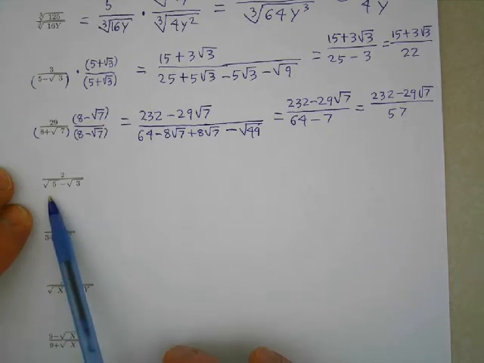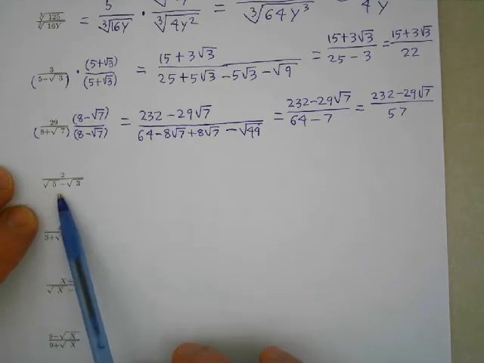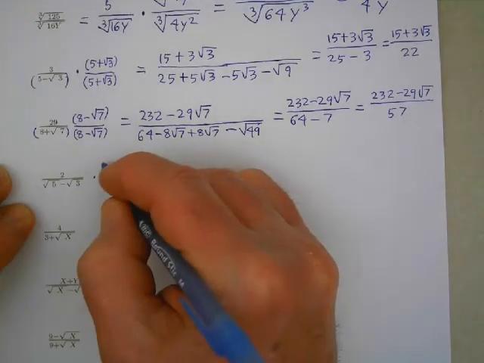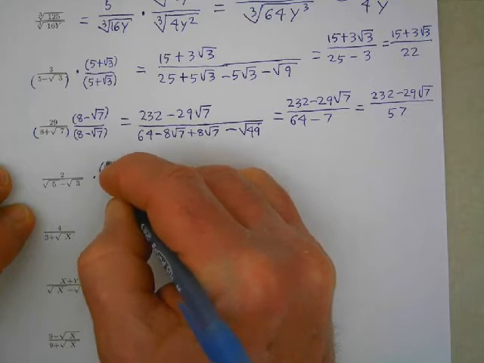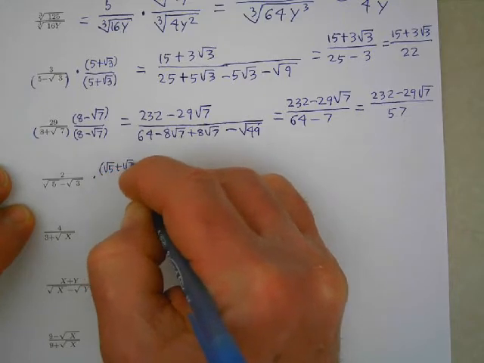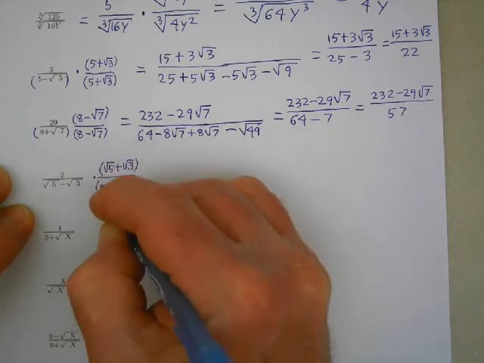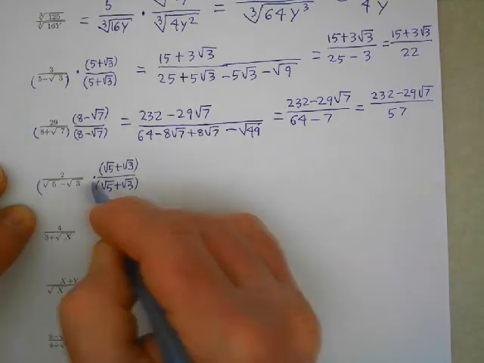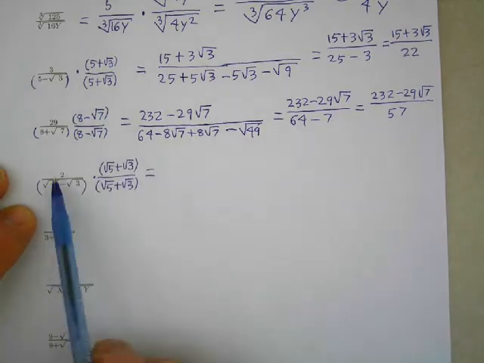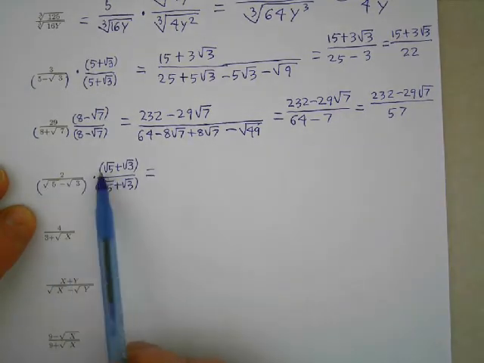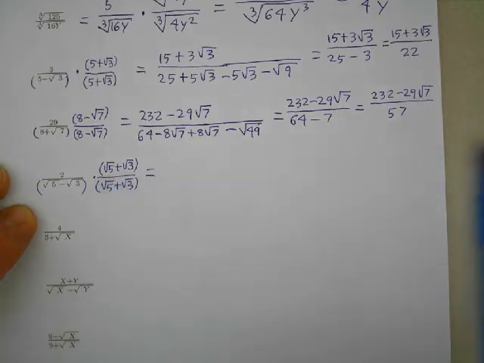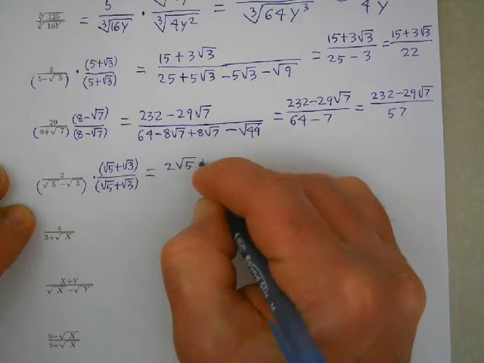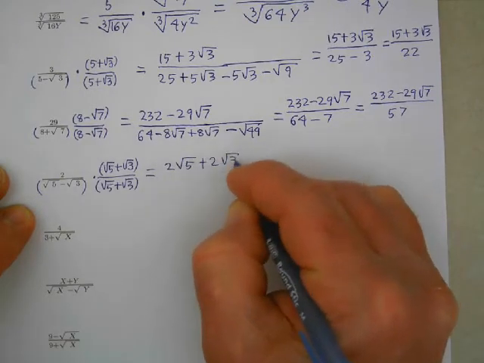This time we have in the denominator the square root of 5 minus the square root of 3. Okay, so we multiply by 1, this time in the form the square root of 5 plus the square root of 3 over the square root of 5 plus the square root of 3. And then we multiply the two numerators, 2 times the quantity square root of 5 plus the square root of 3. We get 2 times the square root of 5 plus 2 times the square root of 3.